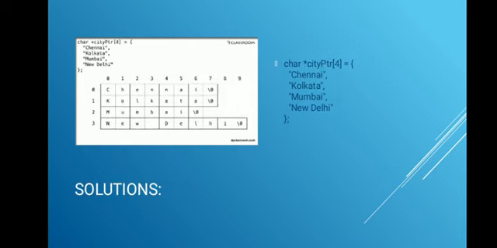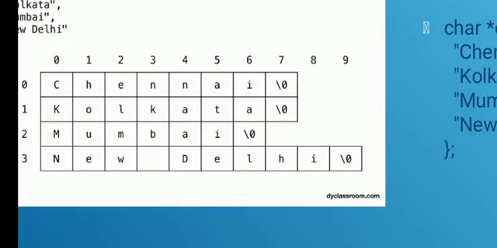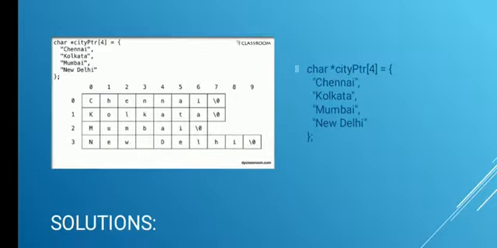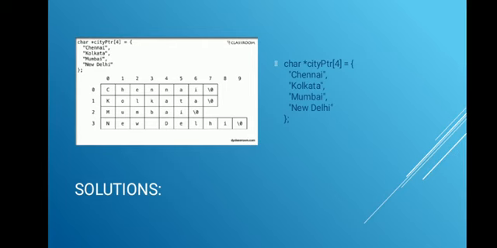Character city pointer of 4, storing it in an array format of Chennai, Kolkata, Mumbai and New Delhi. Here, when we see through this image, there are no blank spaces in it. This is one of the main advantages of the character array pointers.